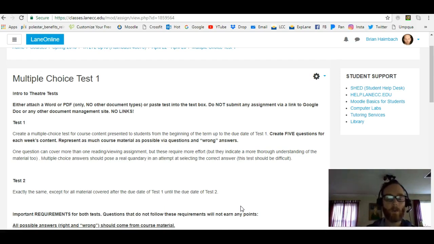Some people may ask, why the heck would I do this? I've been giving this assignment for a long time now, and I found that it's a really good way for you to sort of have to wallow around in the material for a while.